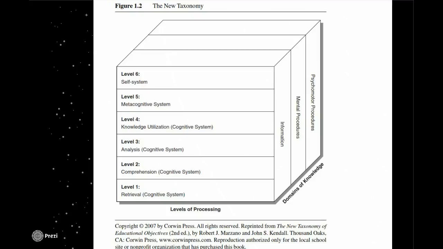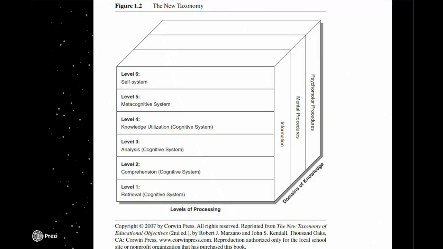But realistically, the process of driving that manual car is simple once we've got familiarity and we understand the complexity of the steps involved. So as you can see there's still the cognitive system, which relates fairly closely to the work of Bloom. Retrieval, comprehension, analysis, and knowledge utilisation. Each of those four first levels work in with the domains of knowledge. Information and information gathering, mental procedures and processes, and psychomotor procedures. There's 3 domains of knowledge that we work in as human beings. But then he added level 5 and level 6. Level 5, the metacognitive system, and level 6, the self system.